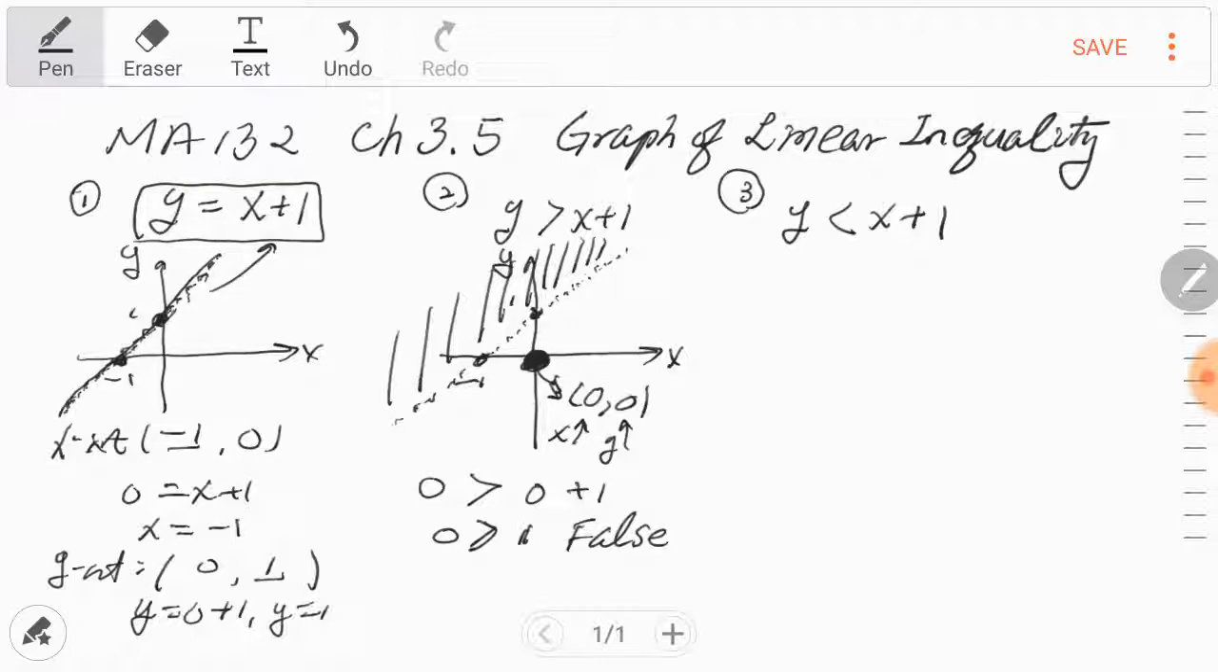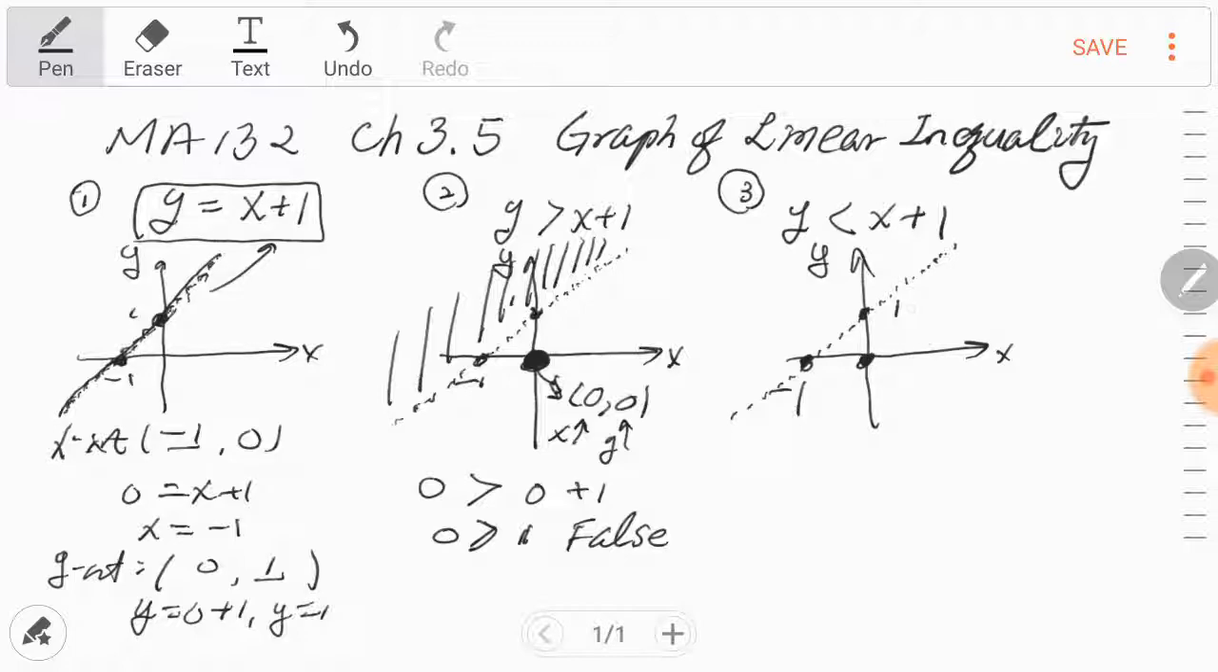How about example 3? Example 3 is y is less than. This time it is the same inequality, but the inequality sign is different. First we draw the equation, a straight line. The x-intercept is negative 1, and the y-intercept is 1. Draw a dotted line, same thing.